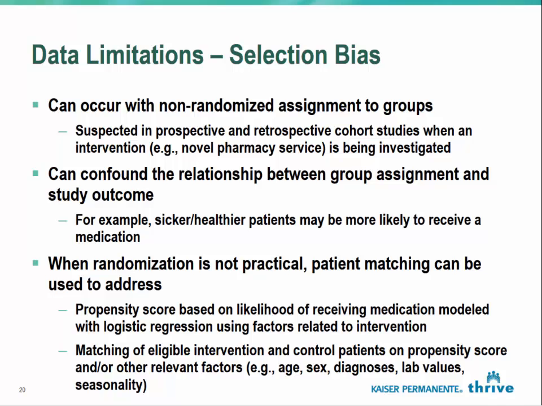Matching is a good way to do it. You can do it on the propensity score, but generally you want to match with other factors too that were not included in your propensity score development.